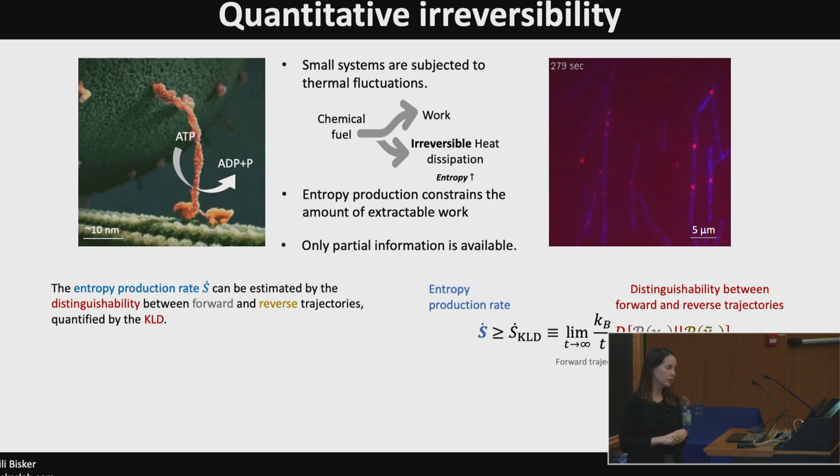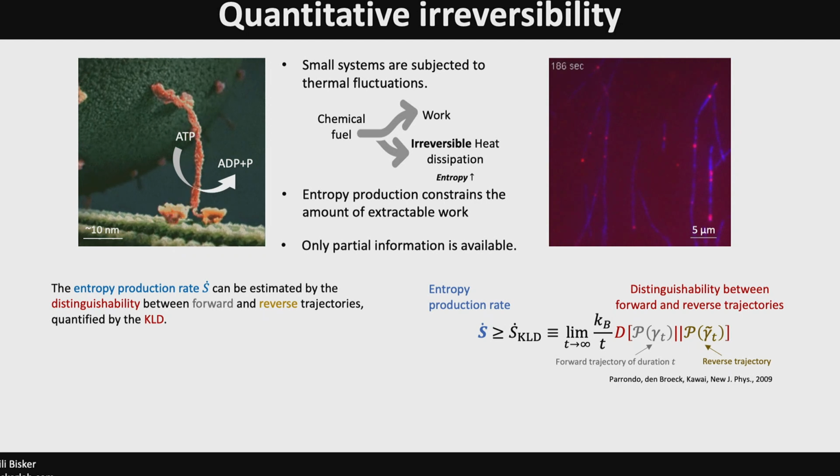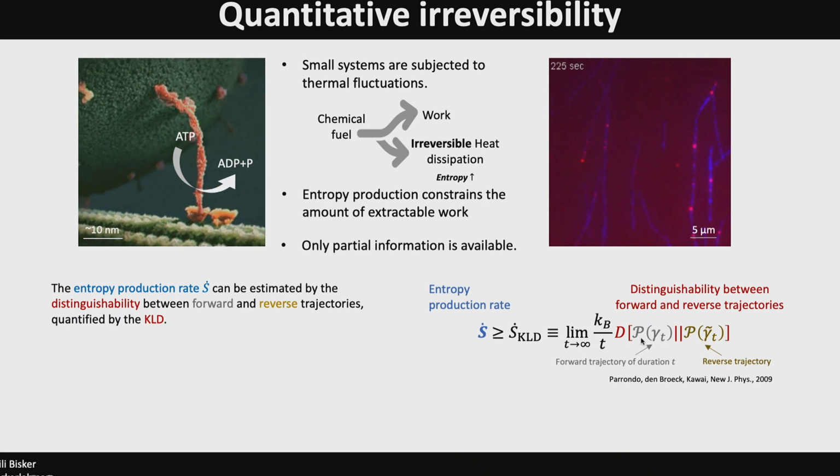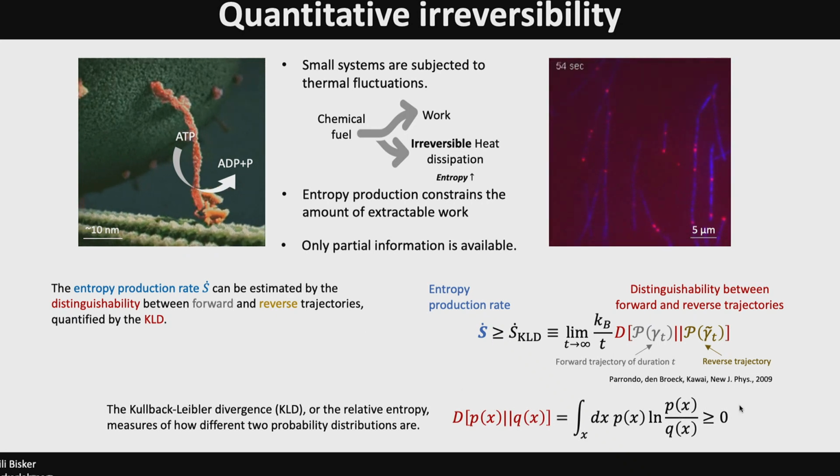So like we've just heard, the entropy production rate can be estimated by the distinguishability between forward and reverse trajectories, quantified by the Kullback-Leibler divergence, and you can see the formula here on the right that Juan presented. And we have a lower bound on the total entropy production rate because we don't have all the information or all the statistics about the trajectory. The relative entropy, or the Kullback-Leibler divergence, which measures this distinguishability between forward and reverse, is given by the following formula. And it basically tells us how different two probability distributions are.